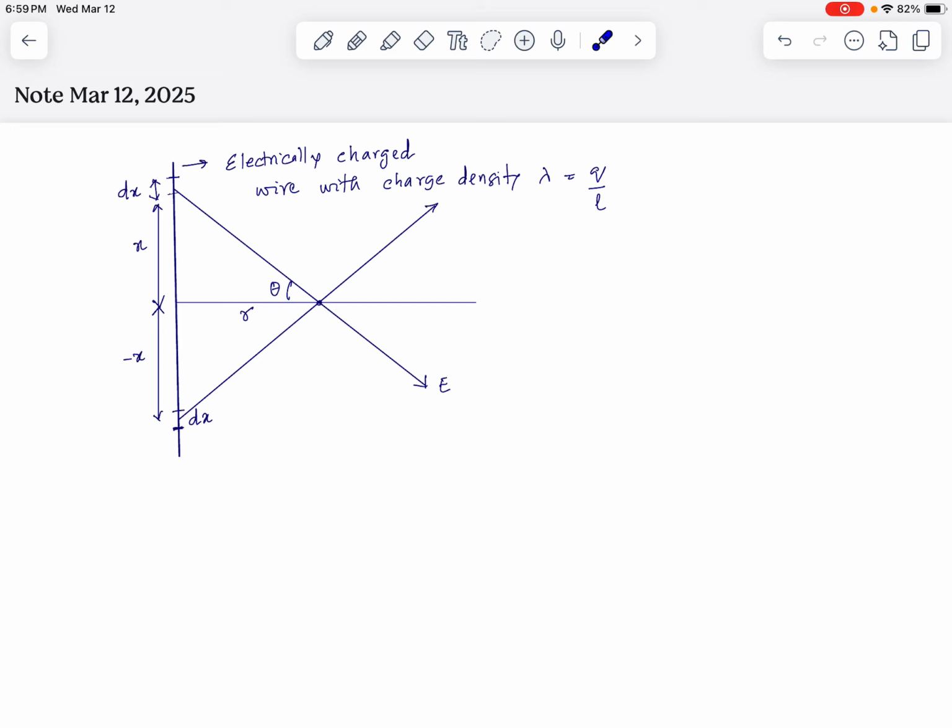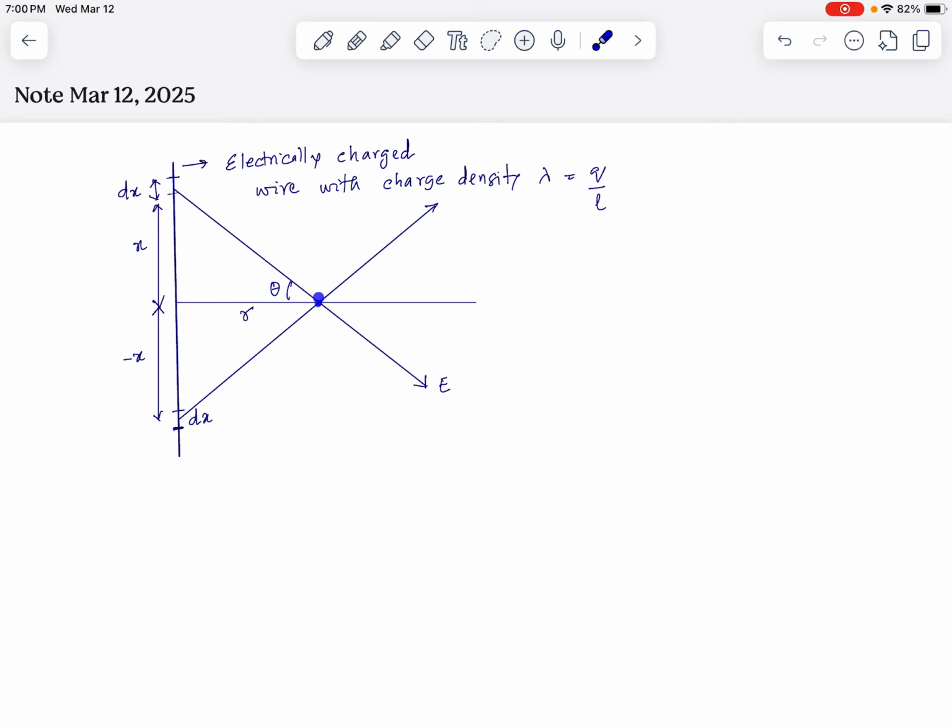The contribution of the electric field from that particular segment at this point will be a vector in this direction. By symmetry, we can always find another segment located on the other side, at a distance of minus x from the center, where the electric field contribution looks like this.